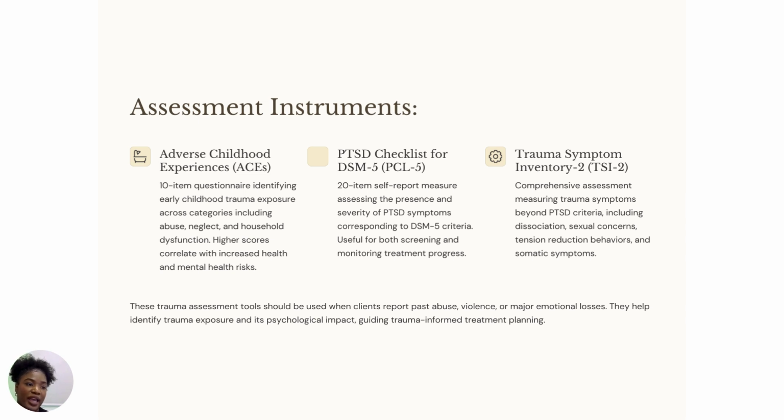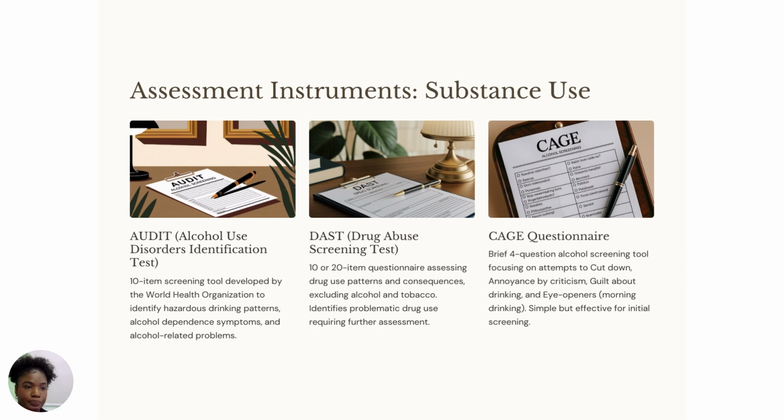And then we have ACEs for trauma. We have PTSD from the DSM-5, which is the PCL-5. And then we have the Trauma Symptom Inventory. They should be used when clients report past abuse, violence, or major emotional loss. They help identify trauma exposure and psychological impact, helping with trauma-informed treatment planning.